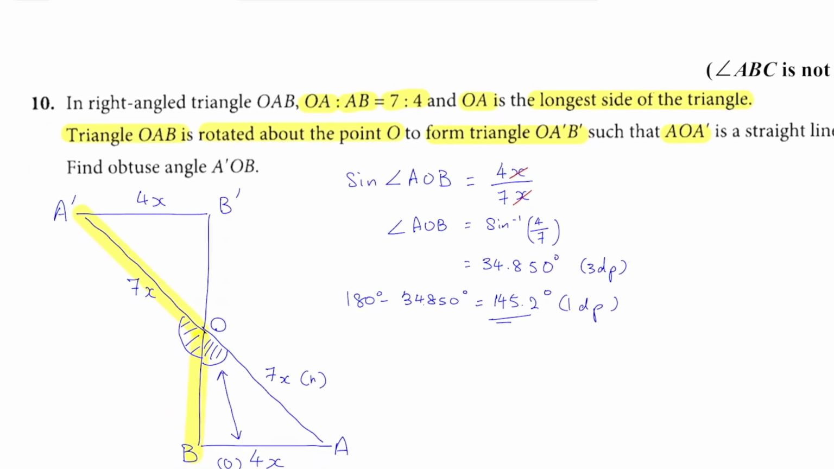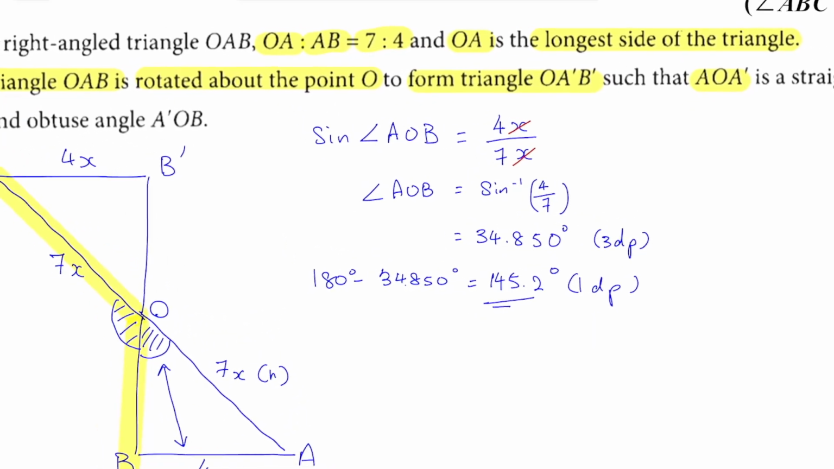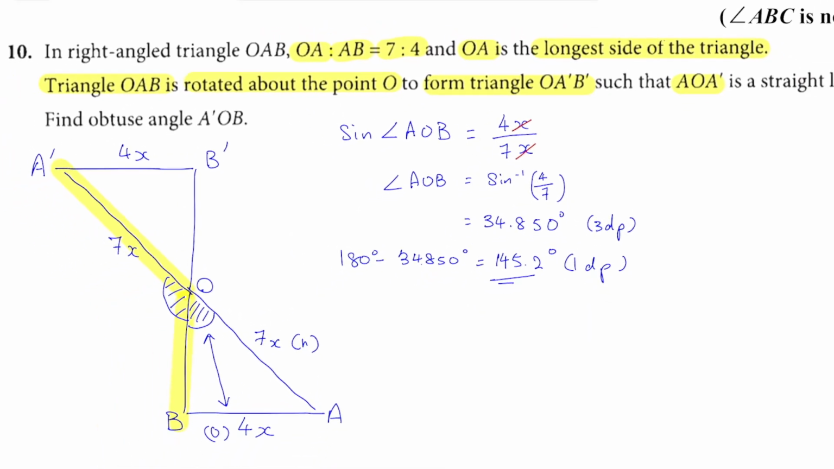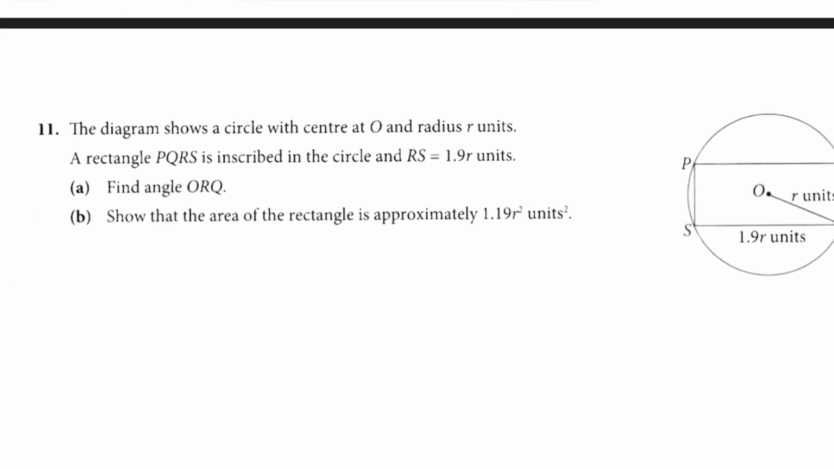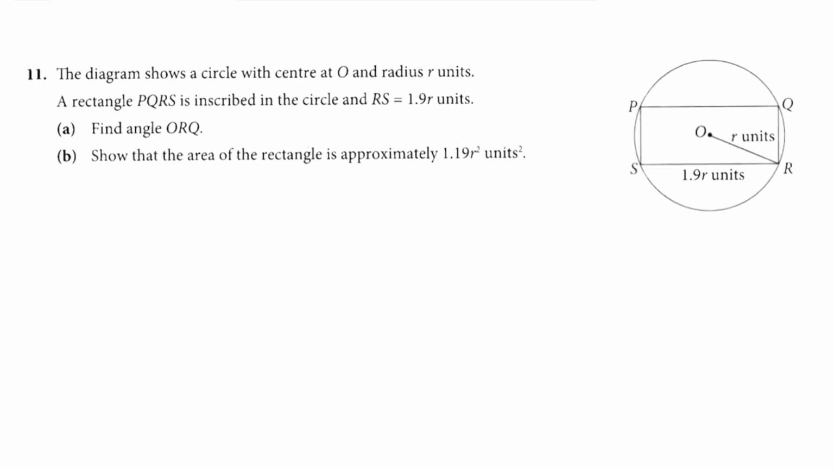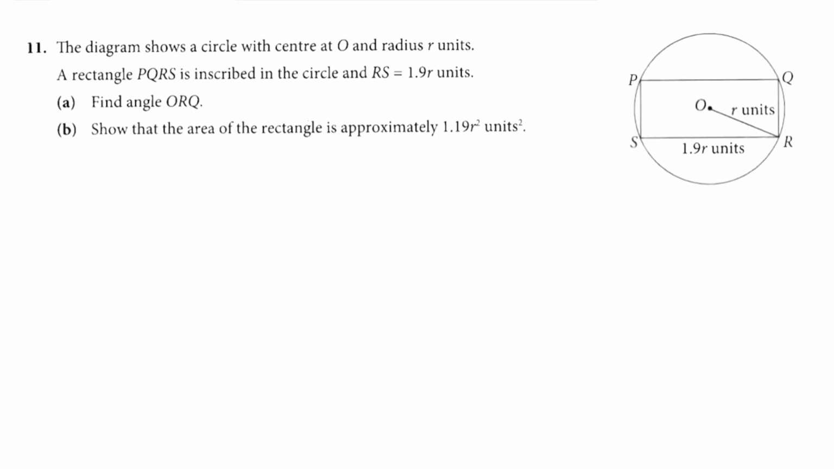Okay, so next, moving on, is question 11. In this question, it says that the diagram shows a circle with center at point O, and the radius is r units. So we have the center, and then the radius.